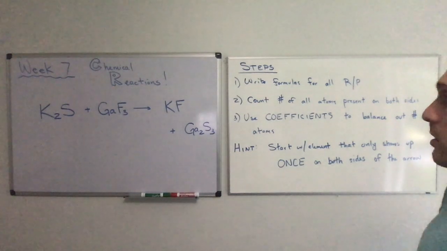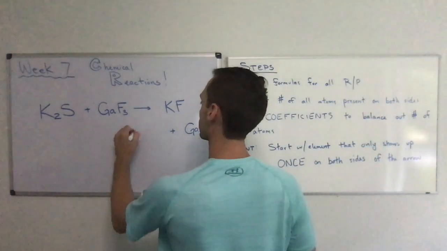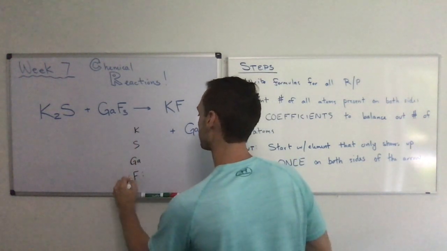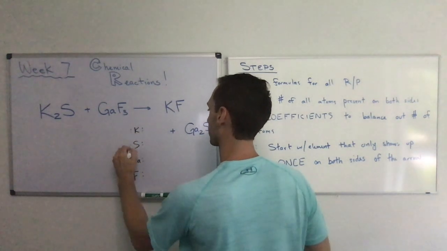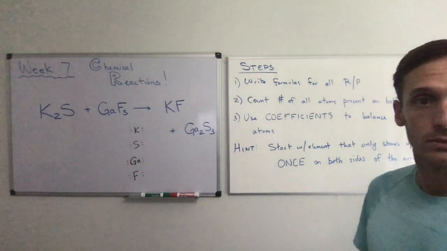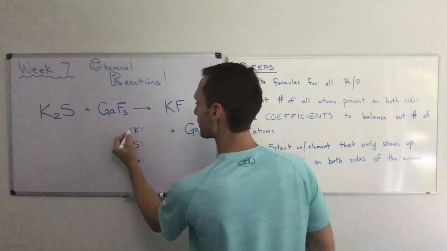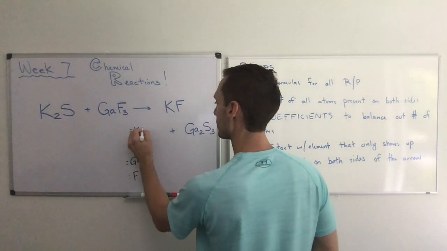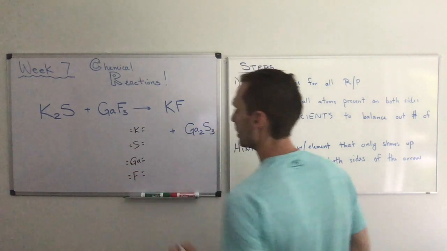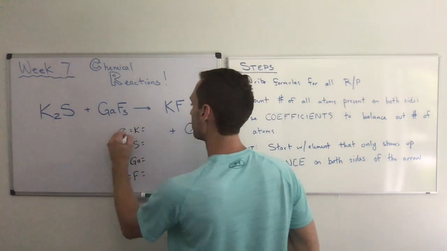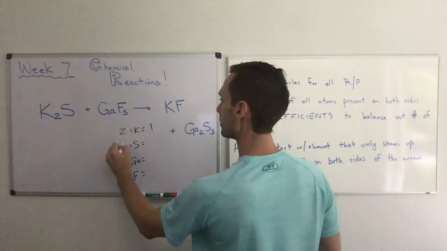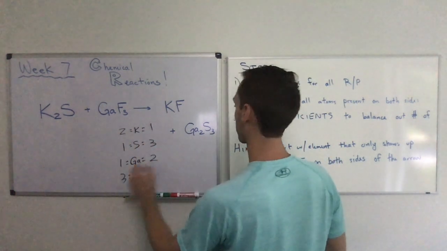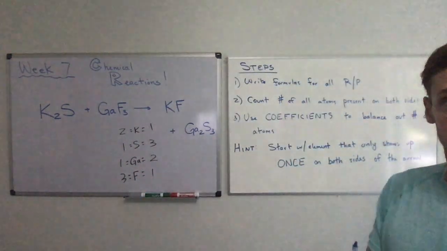Now we need to count all of the atoms. So let's make a list. We've got potassium, we've got sulfur, we've got gallium, and we've got fluorine. Okay, and so now we just need to count both sides. So potassium, and these are just colons. They're not like electrons. So I can just put little equal signs here so they're not confusing. Potassium atoms on the left, we've got 2, we've got 1 on the right, sulfur 1 and 3, gallium 1 and 2, fluorine 3 and 1. Okay, so there are our current counts.